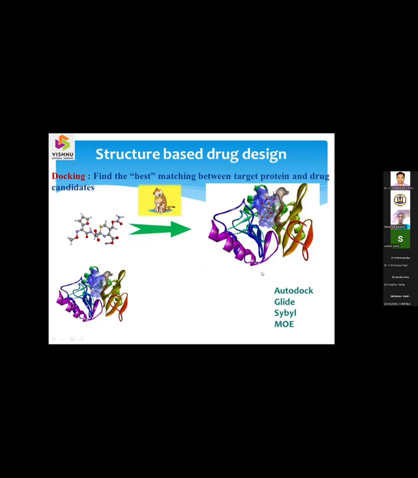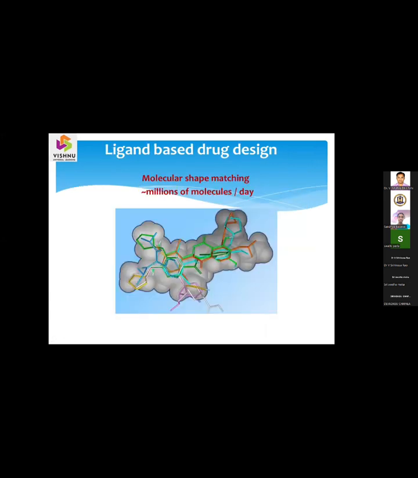For these docking studies, we can use the software Autodock, Glide, Sybyl, MOE. These are the available software. By using these, we can easily do docking studies. Ligand-based drug design is an indirect model, where the molecule shape is matching, and millions of molecules per day are introduced. By using pharmacophore model studies, we can design the ligand where we don't know the structure of the protein, the 3D structure, or the active sites. In that case we can go for the indirect method, ligand-based drug design.